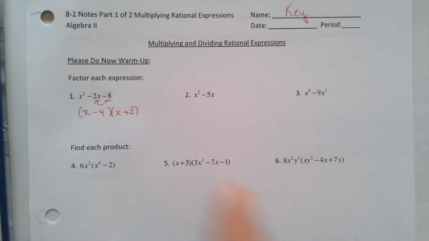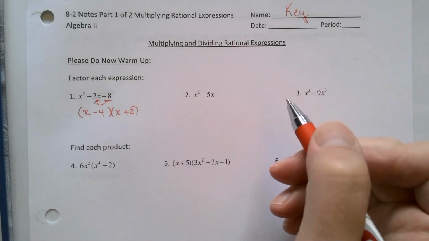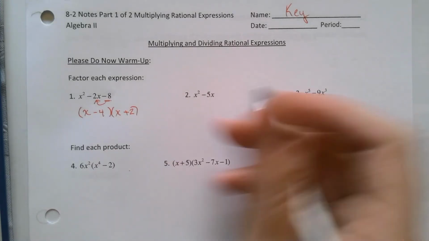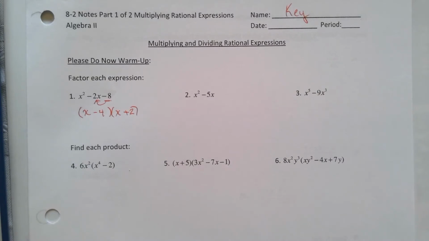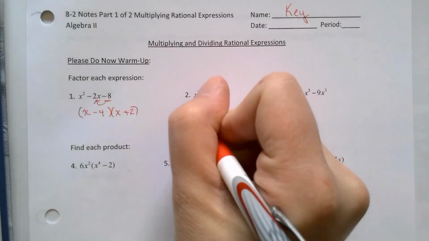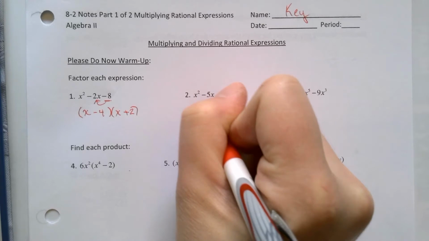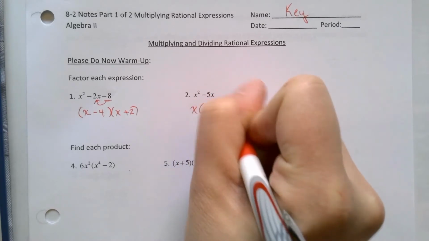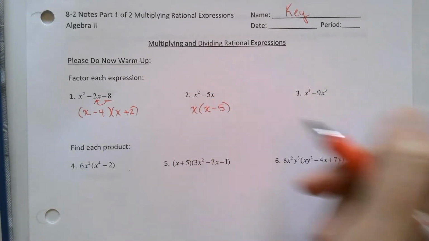-8. All right, in this one, the first thing I was looking for was to reverse FOIL, but I actually always remember to go back to the basics of just GCF, and I can take out an x, and I'm left with x minus 5. And that is all I can do there. There's nothing left to factor.